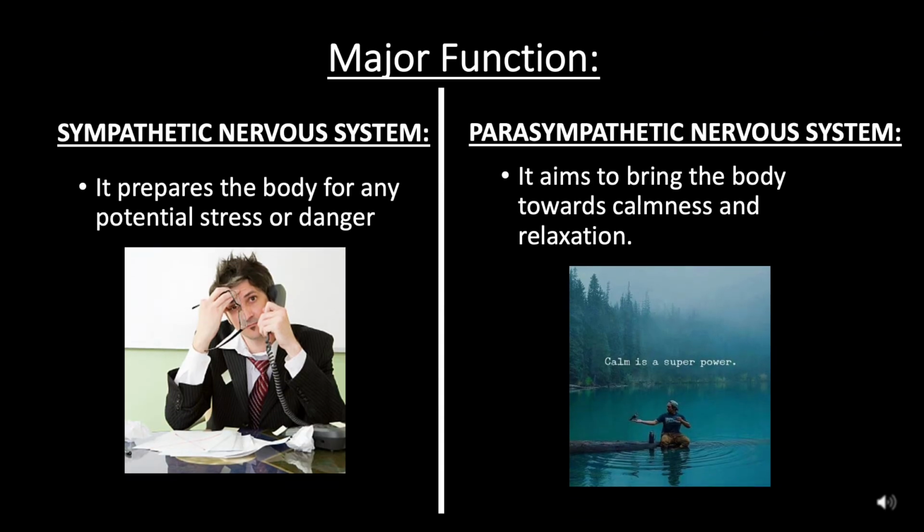Major function difference between the sympathetic and parasympathetic nervous system. Sympathetic nervous system: it prepares the body for any potential stress or danger. And parasympathetic nervous system: it aims to bring the body towards calmness and relaxation.